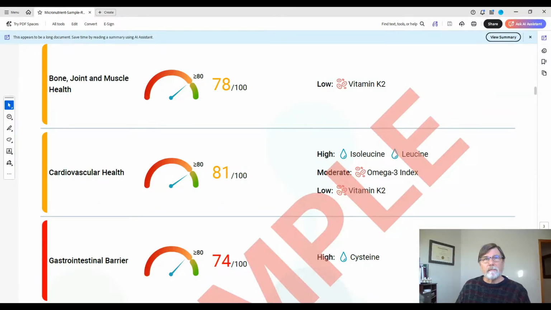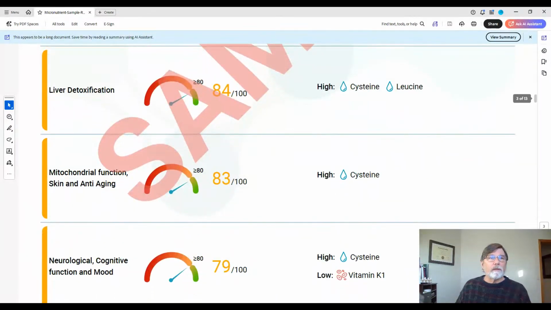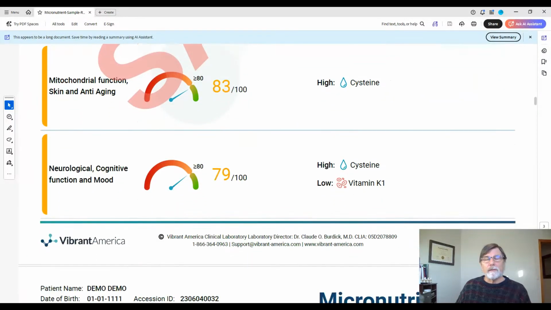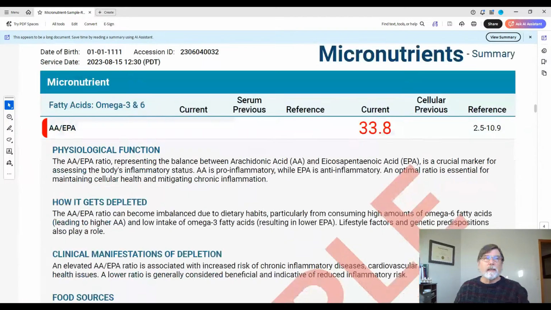In this case, it's because of low vitamin K. Down here, it's because of high isoleucine and leucine and moderate omega-3 index and low vitamin K. And so on as we go through all of these general categories. So this is just a snapshot to give us a little bit of understanding of what's going on.